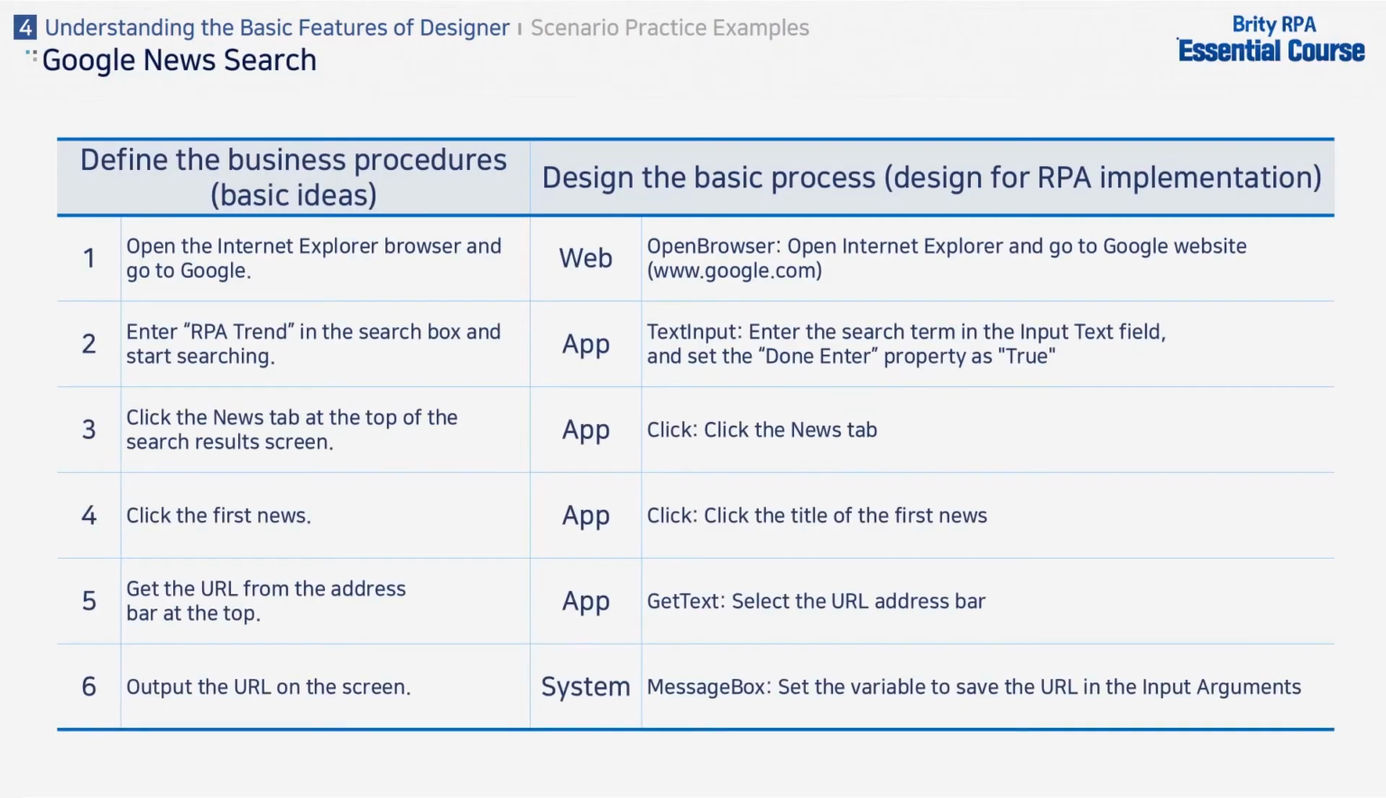Here, we will look at how you can create a Google News Search task with your own account. First, define the business process as follows, and think about the basic process to be implemented with RPA. Then write the task, run it, and check the result. Now, let's find out how to write it.